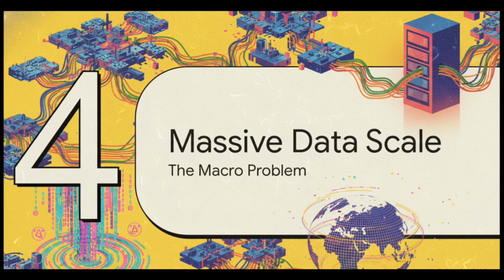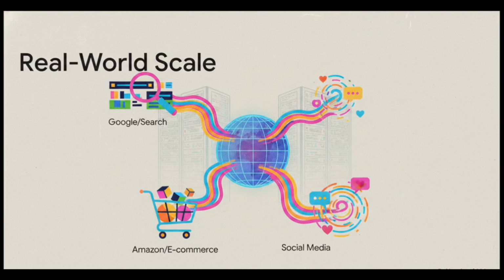Section 4. Scaling for massive data. The macro problem. Let's zoom out from the micro algorithms to the monumental scale of global platforms. Just think about companies like Google, Amazon, or social media giants handling millions of users every single second. Google has to deliver search results in milliseconds. Amazon is constantly sorting through millions of products. Social media apps completely rely on optimized recommendation systems to feed you content instantly.